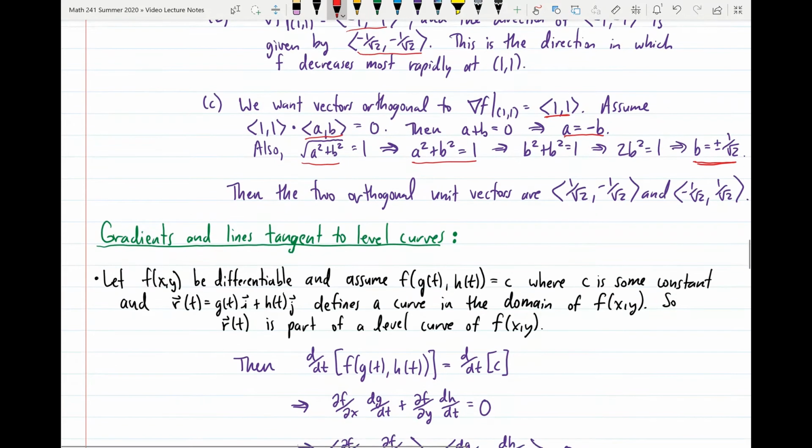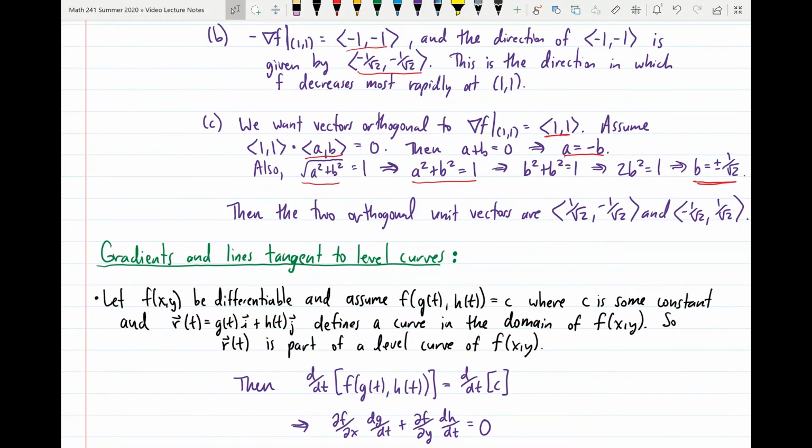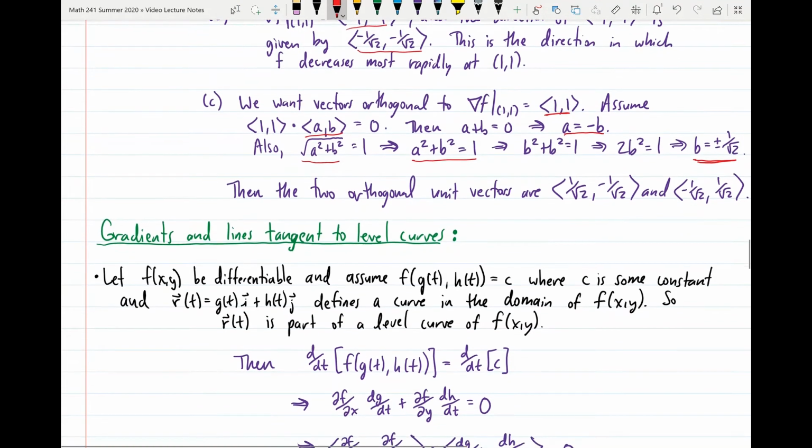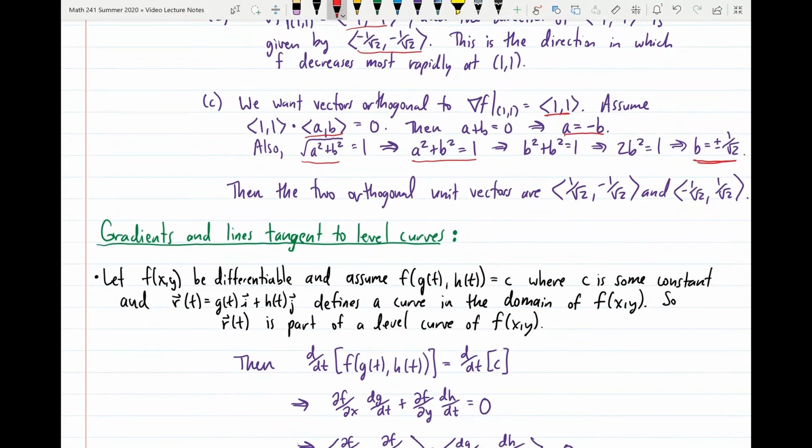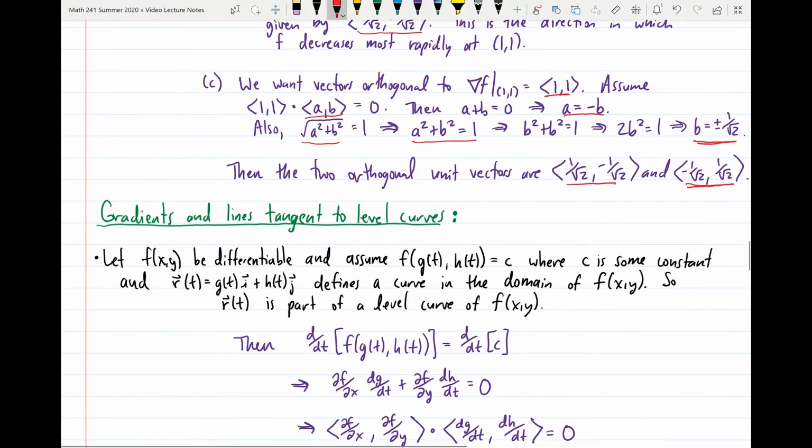And these two pieces of information now give us two orthogonal unit vectors, so vectors that are orthogonal specifically to the gradient vector at (1, 1). These two orthogonal unit vectors will be (1 over the square root of 2, minus 1 over the square root of 2), and then we reverse the sign. So on the other one we have (minus 1 over the square root of 2, 1 over the square root of 2). So these will be the two directions in which the function has zero change.